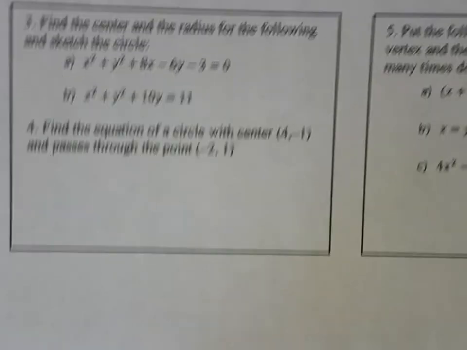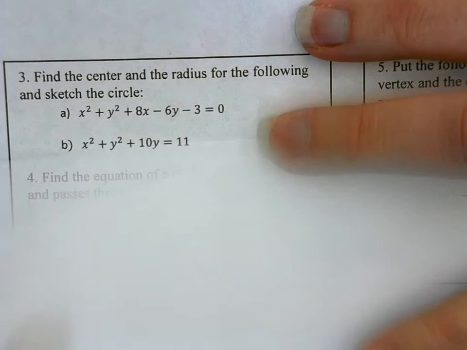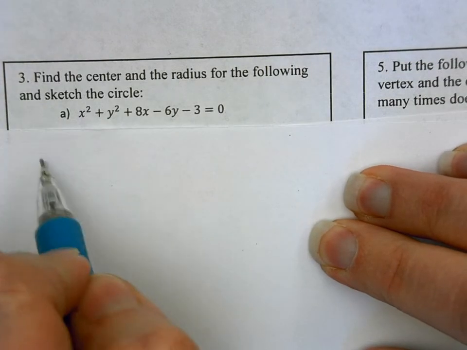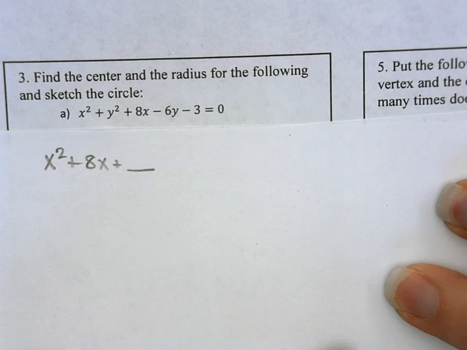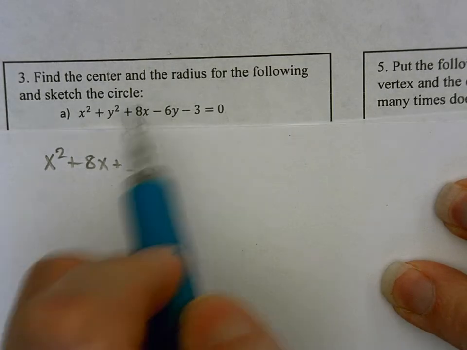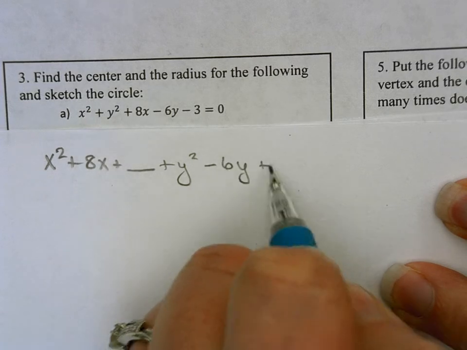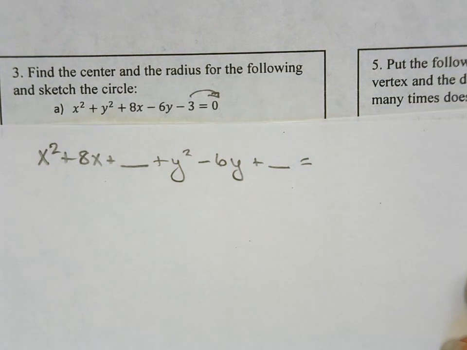Okay, so for question number 3, we're looking to find the center and the radius. In order for us to do that, we want to be able to complete the square for both of these. So for A, I want to rearrange. I want to put my x terms together, and I'm going to have to add a constant there to complete the square. Then I want to put my y terms together. And I want the minus 3 to go to the other side, so I'm going to add the 3 over.